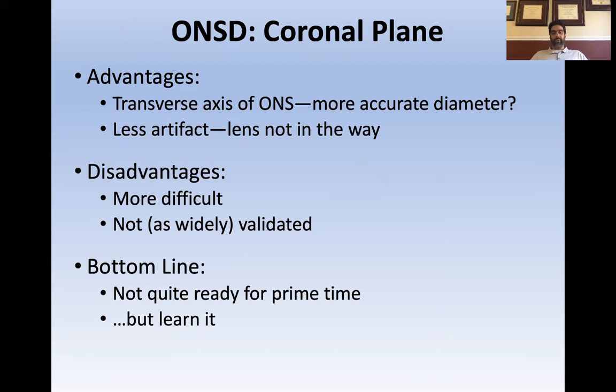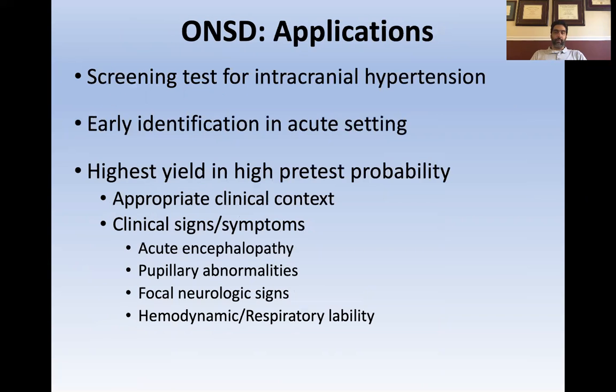The downside, of course, is that some of these approaches, especially the lateral canthal approach, are more difficult, and they're not as widely validated. There are only a few studies, descriptive studies largely, looking at this. So I wouldn't say it's ready for prime time yet, but it's gaining steam. And maybe in the next few years, it will supplant the transverse eyeball long axis optic nerve sheath approach. So definitely learn how to do it both ways.